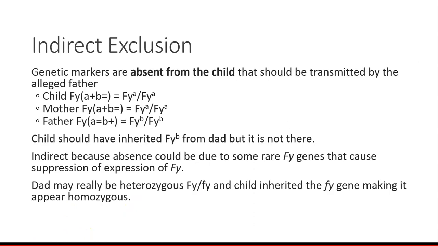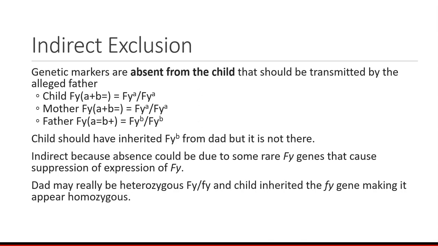Indirect exclusion is a little bit trickier to understand. This occurs when there are genetic markers that are absent from the child that should be transmitted by the alleged father. So let's say, for fun, the child's genotype is homozygous for FYA, Duffy A. The mother is homozygous for Duffy A. The father is homozygous for Duffy B. So what makes this an indirect exclusion is the child should have inherited the Duffy B from dad, but there isn't any.